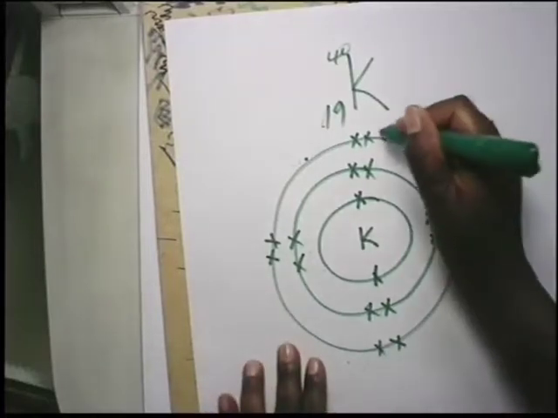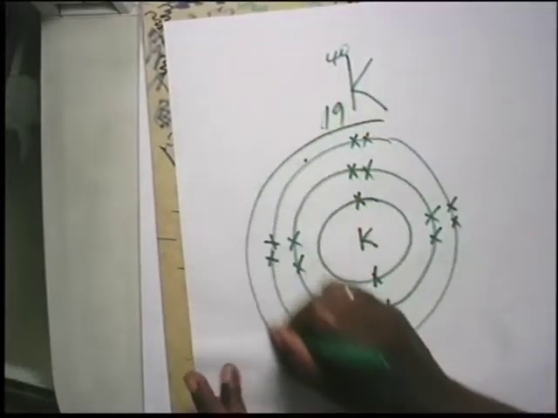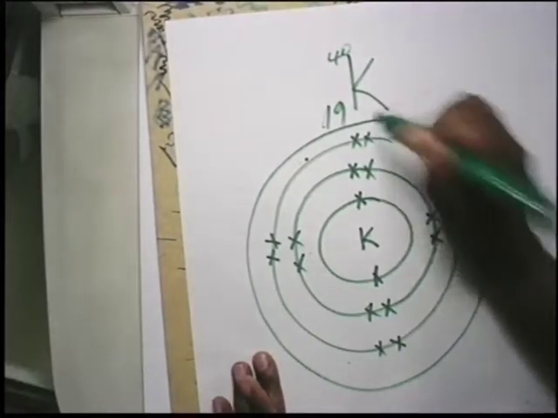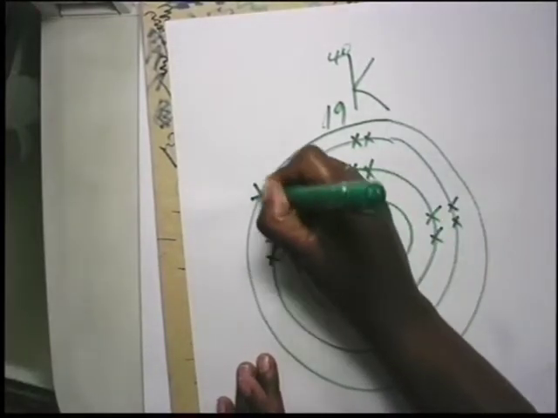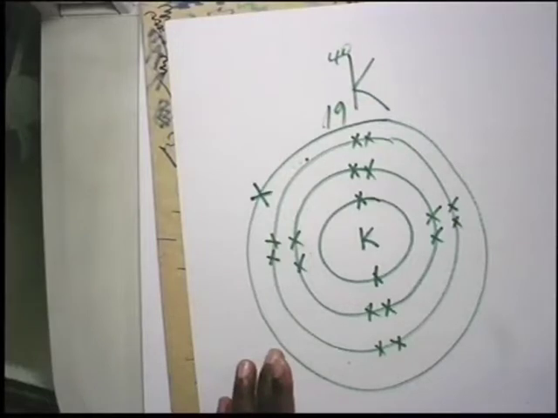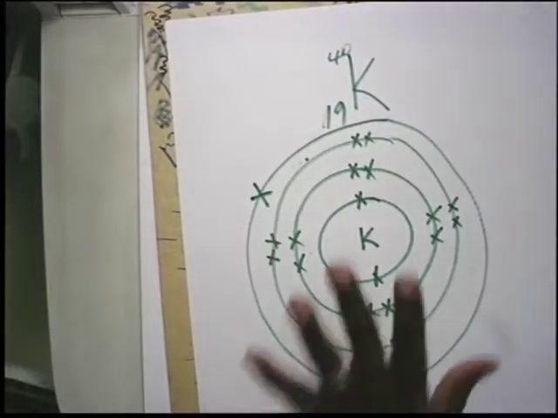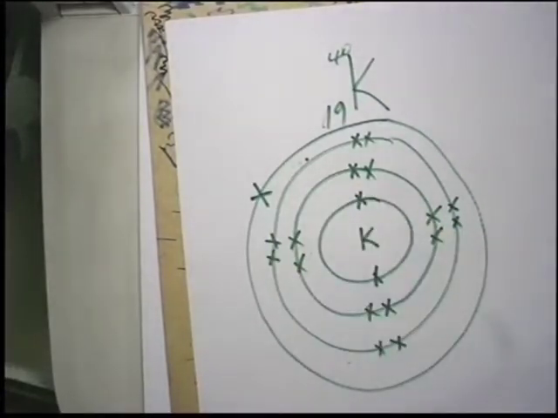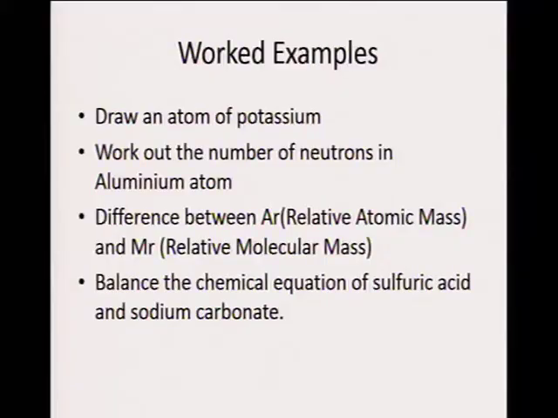This is 18, and then we add the last shell. For potassium, it has only 1 electron in its outer shell. That's why it's in group 1. So this is what you must draw when you are expected to draw an atom. Now we work out the number. The next one is to work out the number of neutrons in an aluminium atom.